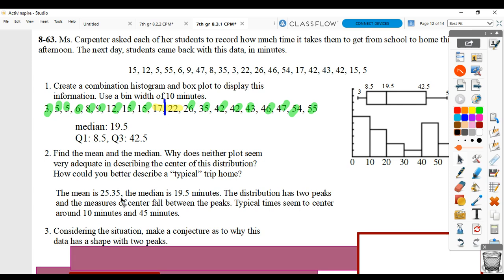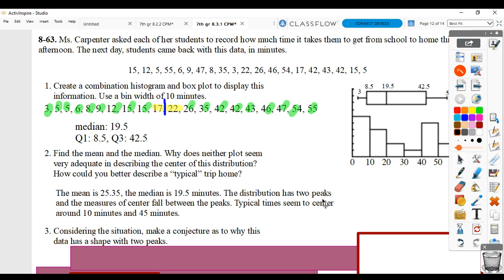All right, so 25 and 35 hundredths is not a very good average value, or not a very good typical value to represent these people. So the concept is that there's really two peaks. There's these people here, and then there's these people on the other end.